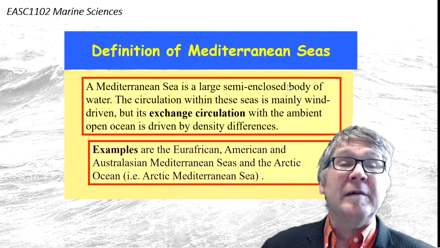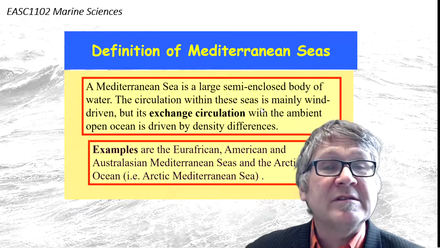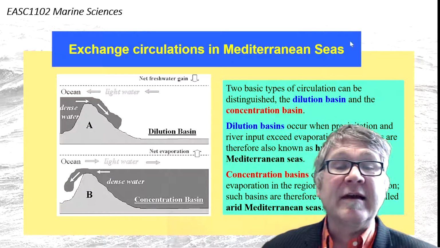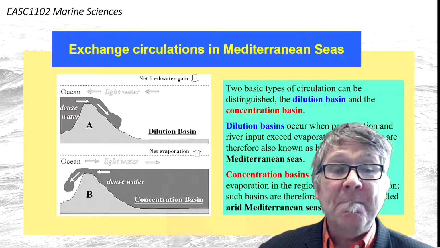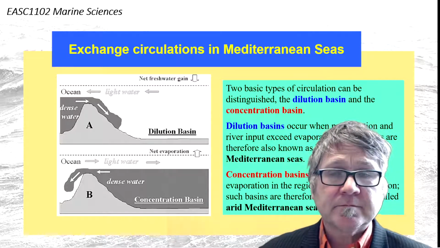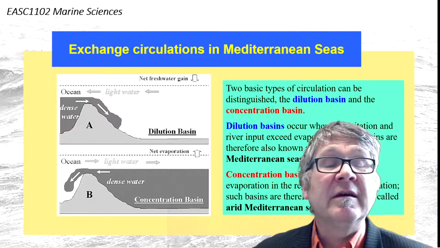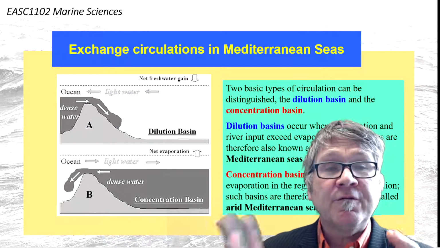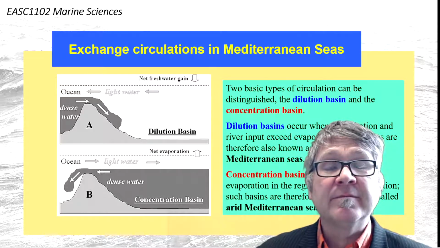There are two different types of Mediterranean seas. Similar to positive and negative estuaries, there's something that we call a dilution basin and a concentration basin. There are two basic types of Mediterranean seas. The dilution basin type is located in a climatic zone where you have more freshwater gain than is lost by evaporation.